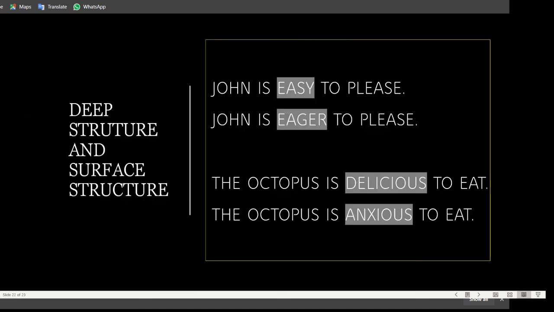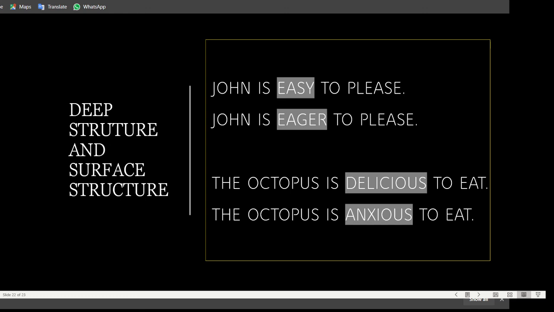Then the last one is that of deep structure and surface structure. This is very, very important because in the coming classes we are going to learn more about deep structure and surface structure. Look at this particular example. John is easy to please. John is eager to please. The form, or the surface structure, of these two sentences is similar, but the deep structure, or the meaning, is actually different.